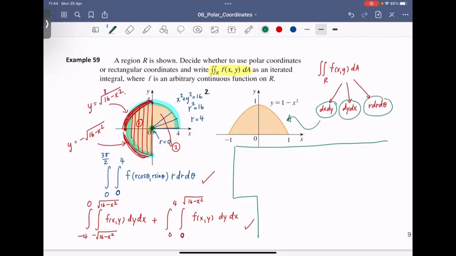Okay, then answer me in the chat. Which one are you going to use? The last question for today. If you have to pick one, are you going to do dx dy, dy dx, or r d theta? Pick one. Natsima is the first one to answer dy dx.